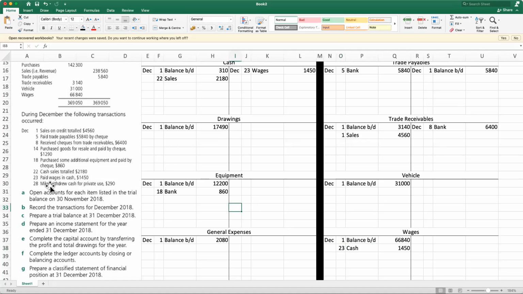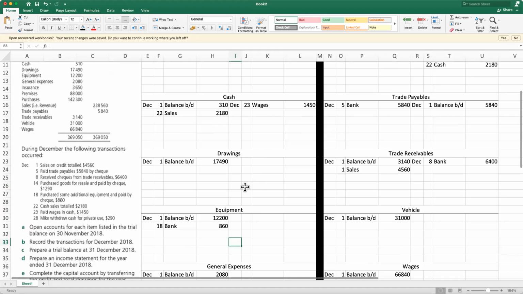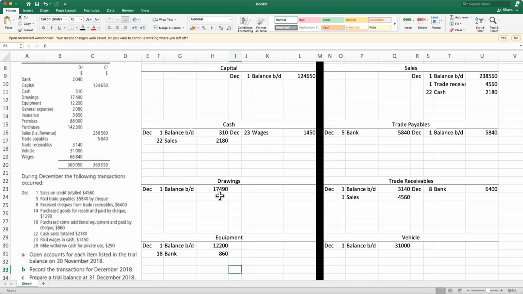Last but not least, Mike withdrew cash for private use, 290. Do we have a drawings account? Yes, we do. 290 here, cash on the 28th. So you need to go to your cash account as well, right? Drawings. So once you've completed everything here, you're good to go. So A done, B done.